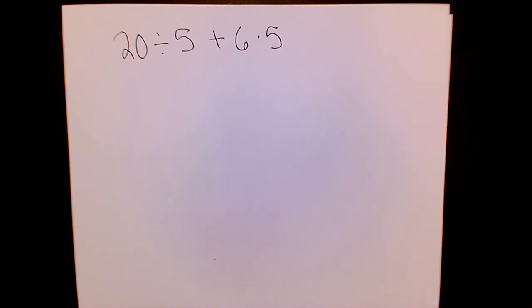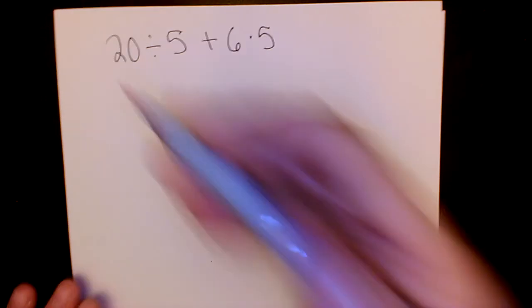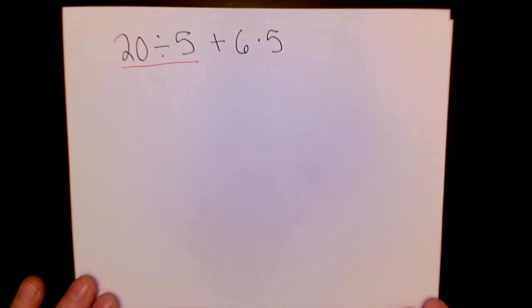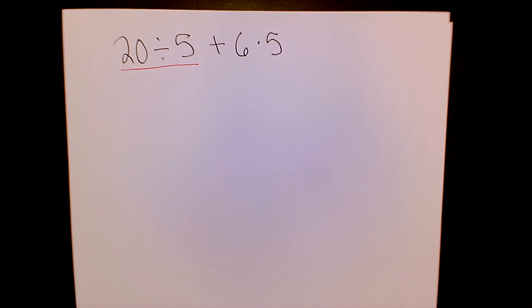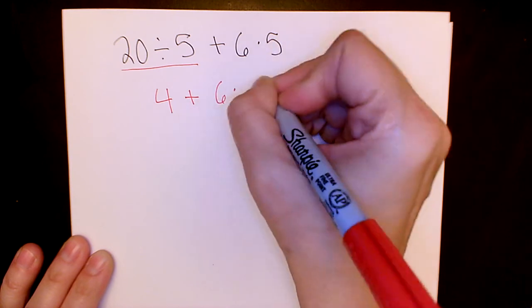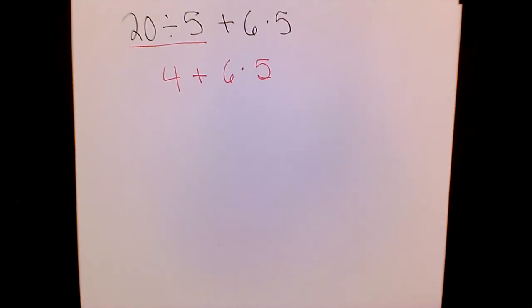We have to do multiply, divide, whoever comes first going left to right. So we've got to do the division first because it comes first. So we're doing 20 divided by 5, which is 4. And again, I'm bringing the rest of my steps down.